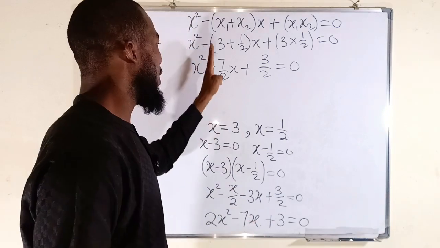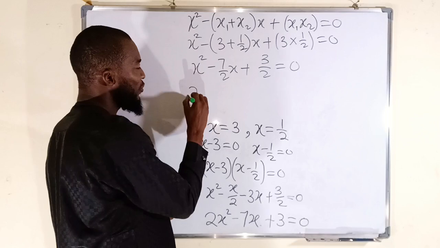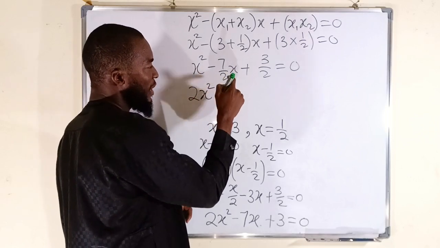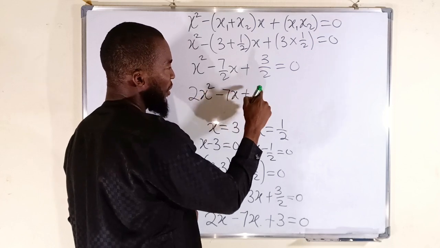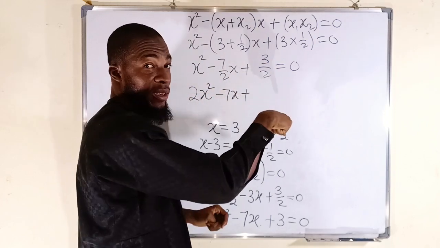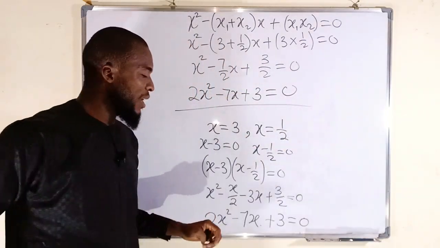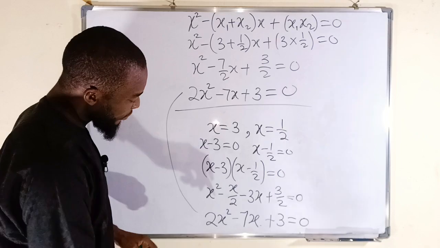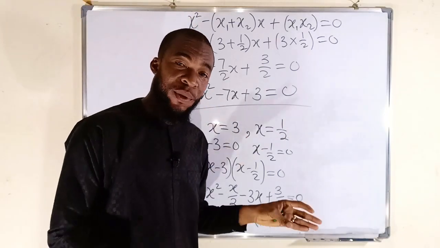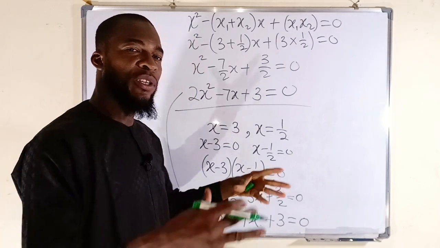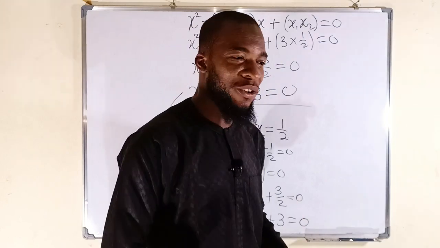Final step, multiply every single term by the LCM, which is 2. 2 times this one will give us 2x squared. 2 times the middle term will give us negative 7x, plus 2 times this one, it will eliminate the denominator, leaving only 3. The whole of this equal to 0. Observe, they are exactly the same, right? So either by using the formula or by transforming the roots into factors and multiplying the two factors together, this is exactly how to form a quadratic equation.